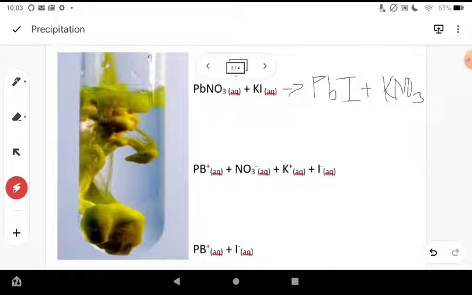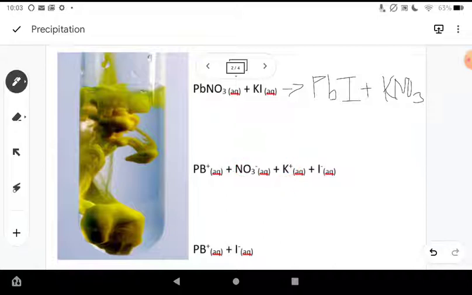But because this is in solution, when you dissolve ionic compounds, they separate. So actually, what you've got are 4 ions. You've got a lead ion, a nitrate ion, a potassium ion, and an iodide ion. None of them are actually chemically bonded. They're all separate, they're all moving around on their own accord within the solution. Because the lead and the iodide are very attracted to each other, they will then bond together to form a solid, which will just leave these two.